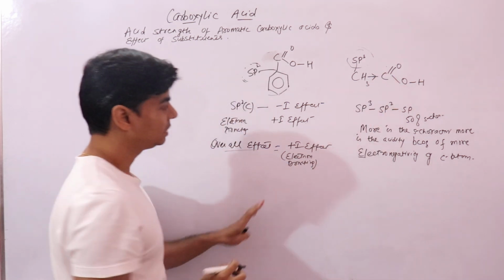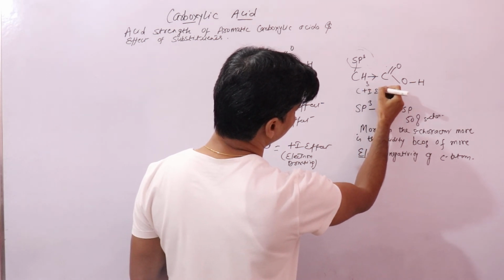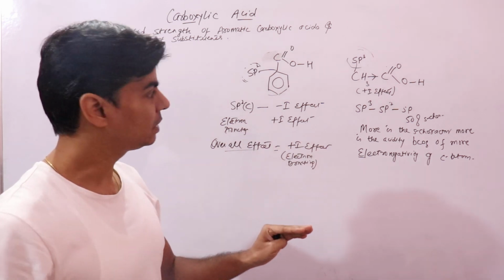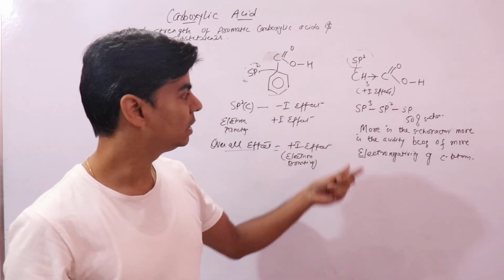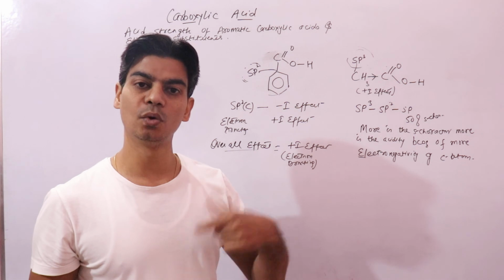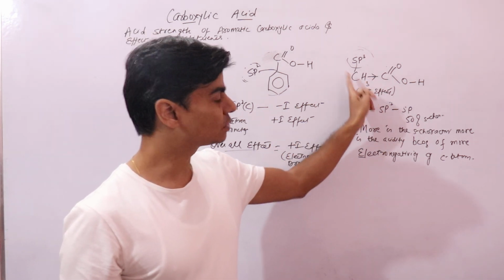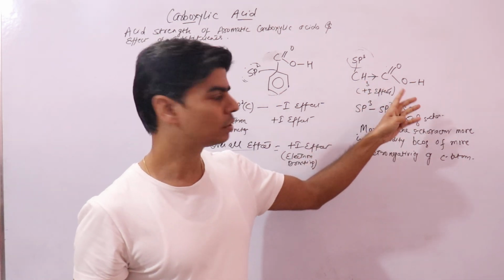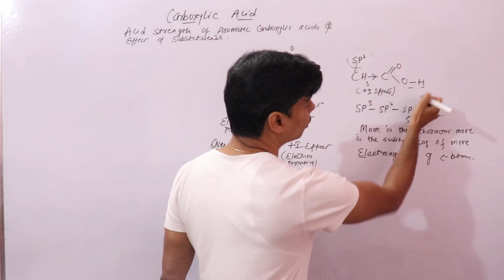But since both show plus I effect, right? But the electron releasing effect is more in this. In case of aliphatic carboxylic acid, the alkyl group has more electron releasing effect, that is, it has more plus I effect. So any alkyl group in case of aliphatic carboxylic acid will release electrons more strongly towards this carboxylic group. That will make this bond a stronger bond, right?